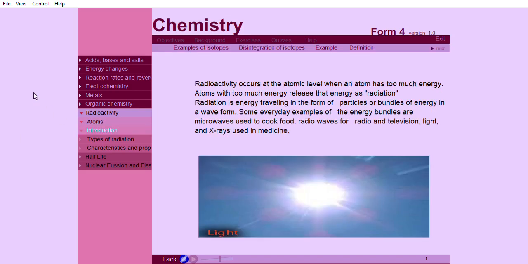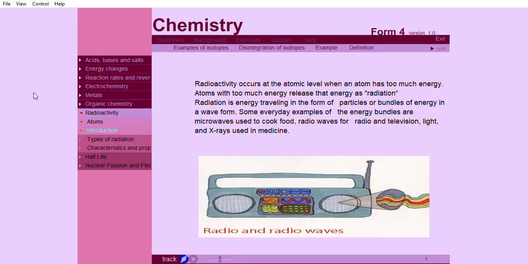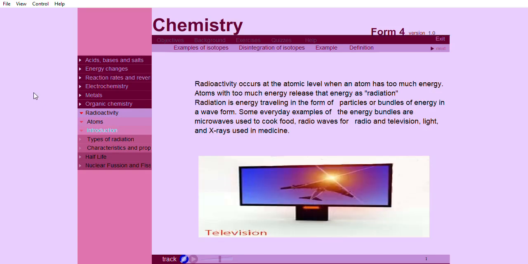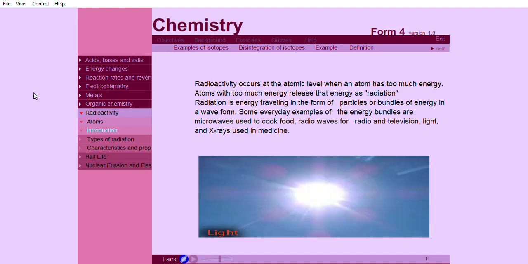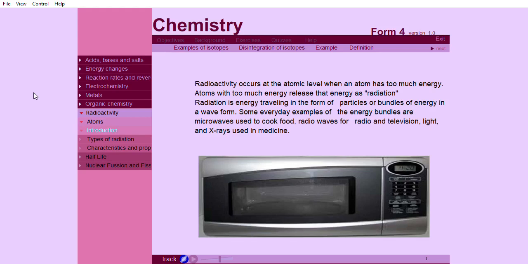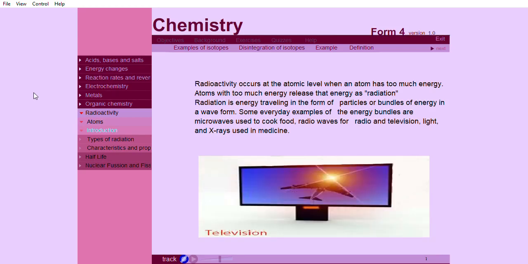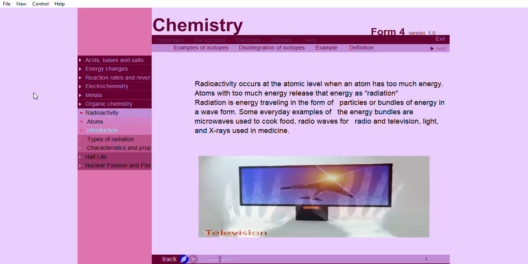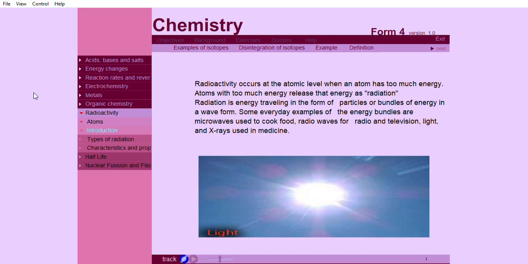Radioactivity occurs at the atomic level when an atom has too much energy. Atoms with too much energy release that energy as radiation. Radiation is energy traveling in the form of particles or bundles of energy in a wave form. Some everyday examples of the energy bundles are microwaves used to cook food, radio waves for radio and television, light, and X-rays used in medicine.